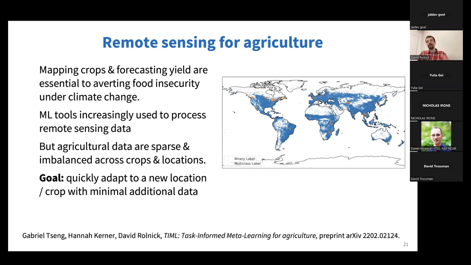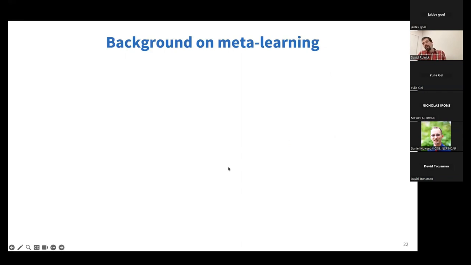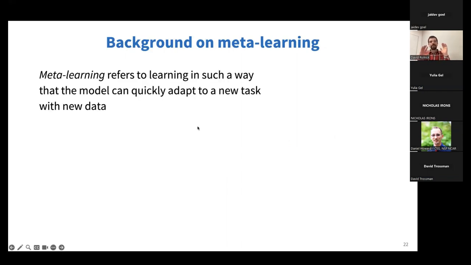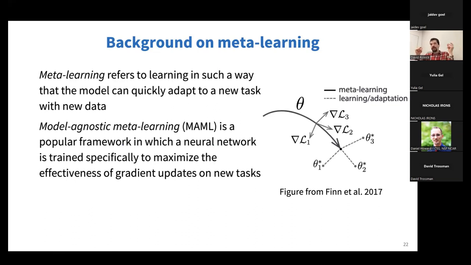And we'd like to really quickly adapt to a new location and crop with minimal additional data. We'd like to be able to do that fast so that we don't need very much more labeled data on the ground, maybe no labeled data on the ground. And we're going to use an approach called meta-learning. Background on meta-learning. Meta-learning refers to learning in such a way that the model can quickly adapt to a new task with new data. A very popular framework here is called model-agnostic meta-learning, or MAML.